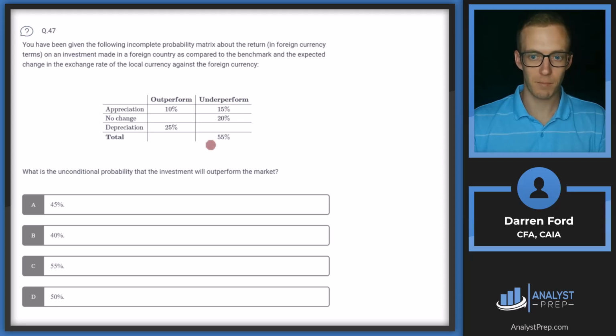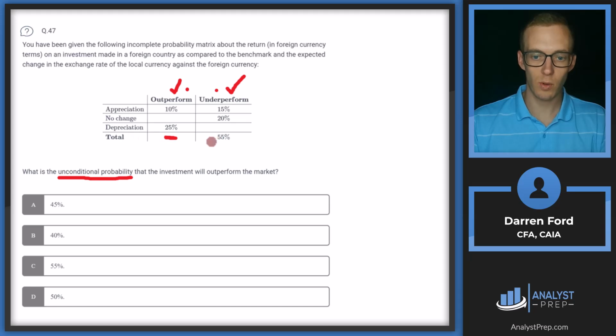And this should all sum to 1. So this total over here should be 45. This should be 55. So we'd be able to fill in these numbers pretty quick. So then what is the unconditional probability that the investment will outperform the market? So unconditional probability should always sum to 1. So we can't outperform and underperform at the same time. We're either going to outperform or we're going to underperform. So the box we're looking to fill in right here is this one.